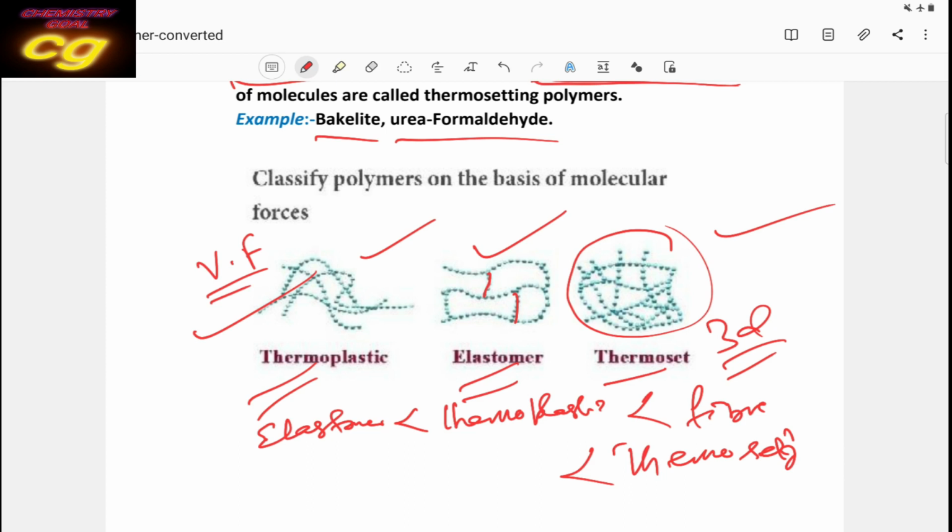So today we discussed different types of polymer on the basis of their different properties, mode of preparation and nature of force between the polymer chains.